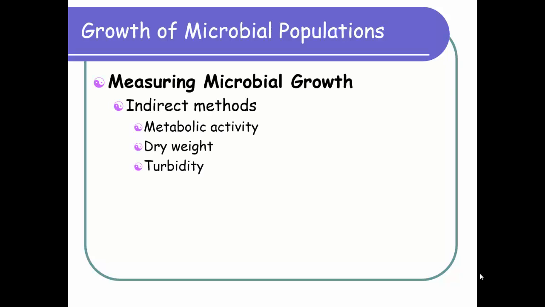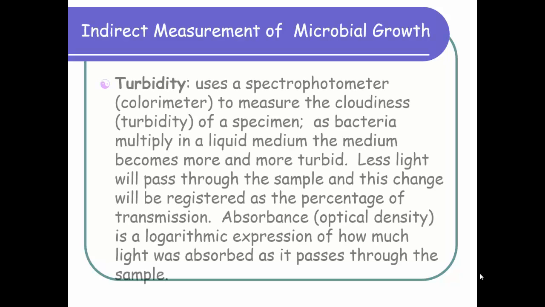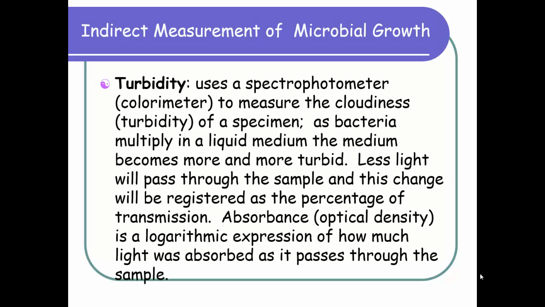Indirect methods of measuring microbial growth include metabolic activity, dry weight, and turbidity. Turbidity uses a spectrophotometer or colorimeter to measure the cloudiness or turbidity of a specimen. As bacteria multiply in a liquid medium, the medium becomes more and more turbid. Less light will pass through the sample, and this change will be registered as a percentage of transmission, or absorbency, optical density. This is a logarithmic expression of the percentage of transmission.